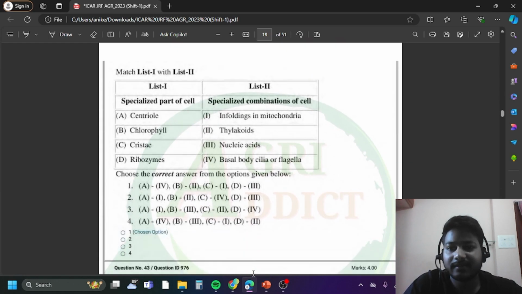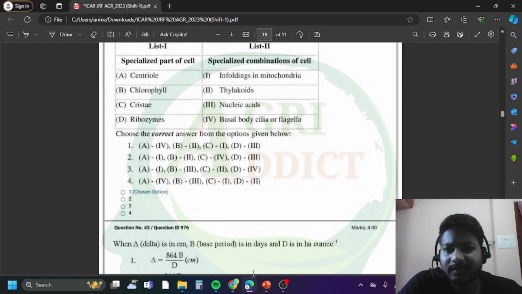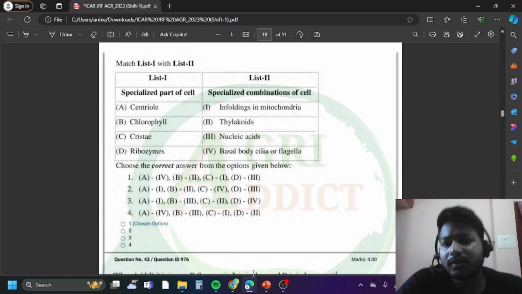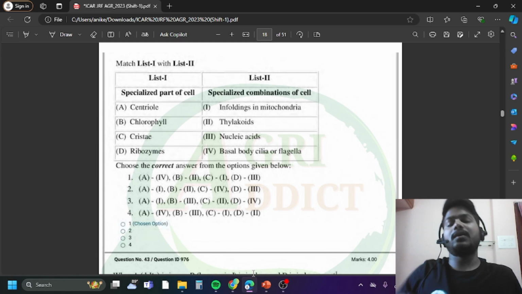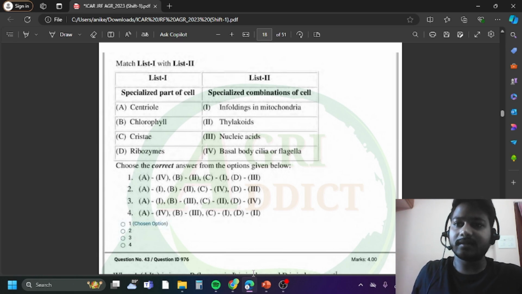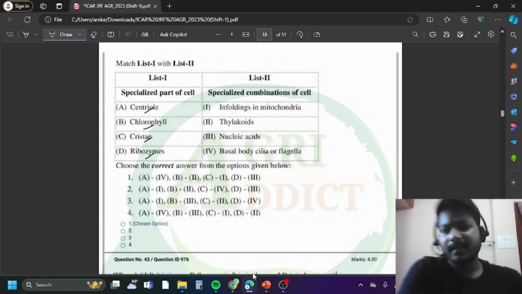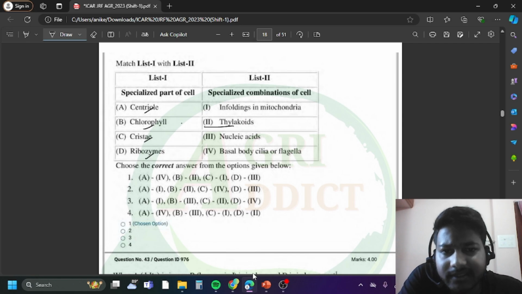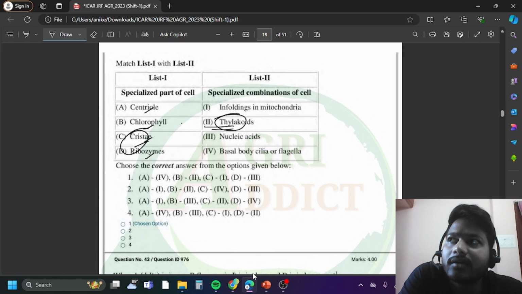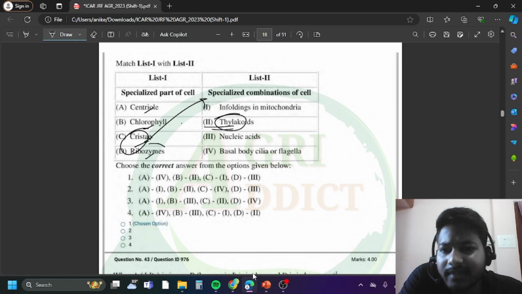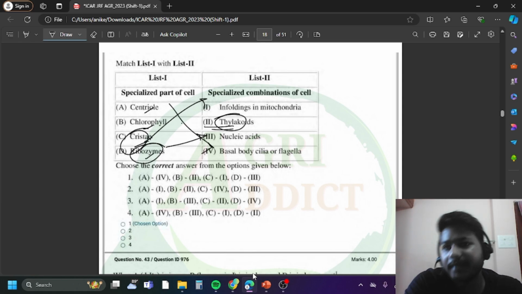Next question is a general question. Suppose someone doesn't know this question, how to attend it? I will just go through it. You see, centriole, chlorophyll, cristae, ribozymes. I know chlorophyll is located in the thylakoid. Cristae, I think I heard, are in mitochondria, right? So it is the infolding in mitochondria. Ribozymes, I know they help in protein and nucleic acid. The centriole, if I don't know, that is option number 4, it is connecting.